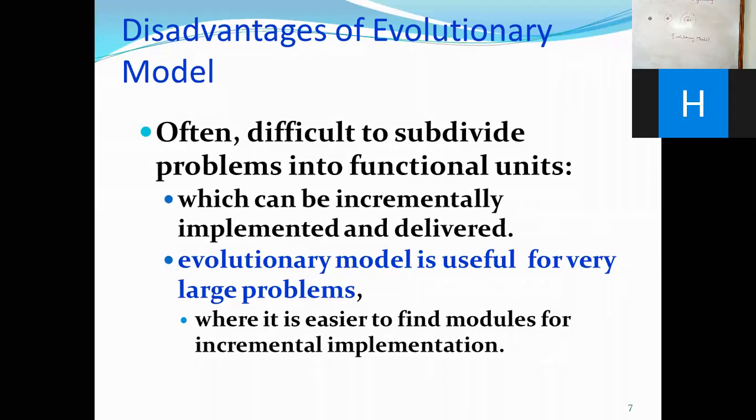Evolutionary model is useful for very large problems. When the problem itself is small, would you develop it in a core and layers, and what can you divide into subproblems? If the problem is very small, you cannot divide it into subproblems. So the evolutionary model is only useful when the project or software development is very big.